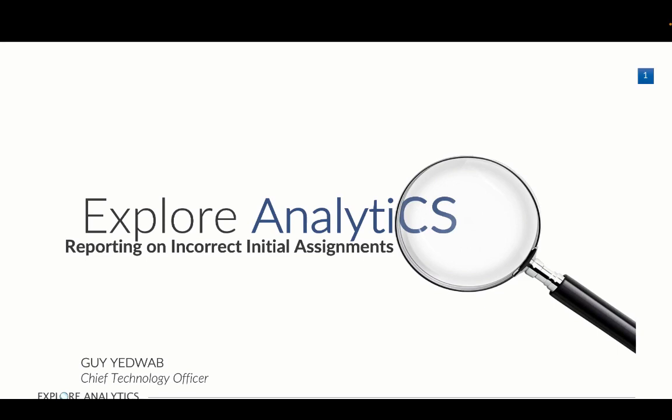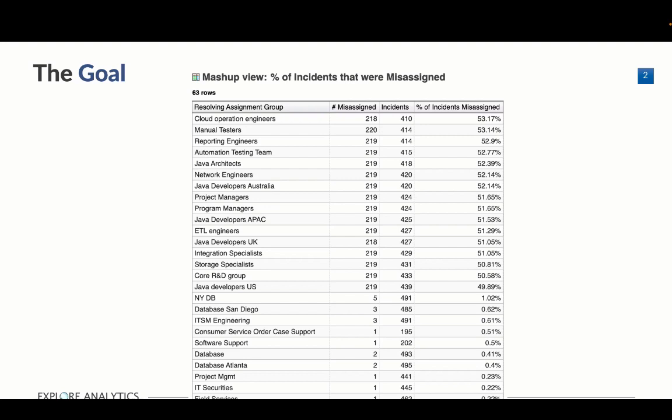Today we're going to be talking about how to report on incorrect initial assignments, incidents that were misassigned when they were first created, and how to report on that at an aggregate level. This is something that will give you a lot of value, and we're going to show how Explore Analytics, with its unique capabilities of mashups and calculations, is uniquely positioned to get you this kind of report. So let's talk about the goal and where we're headed.